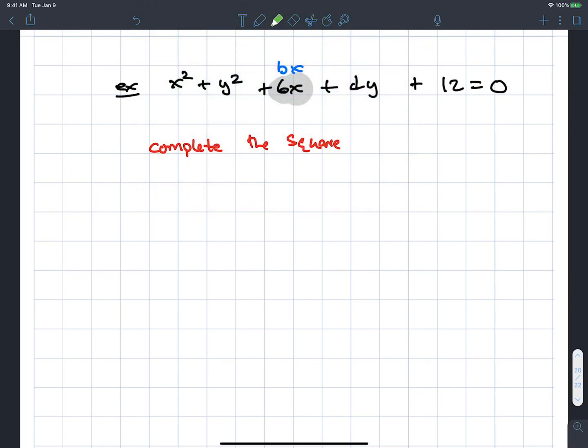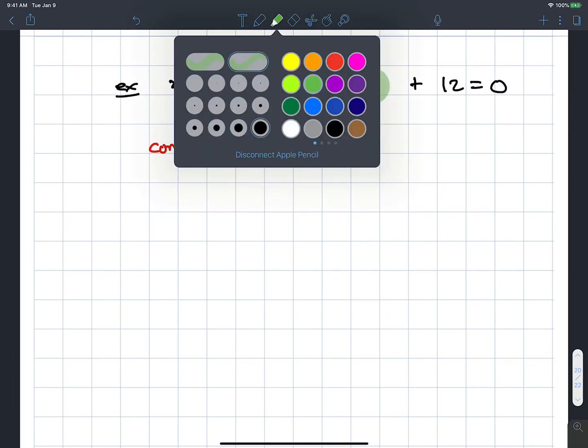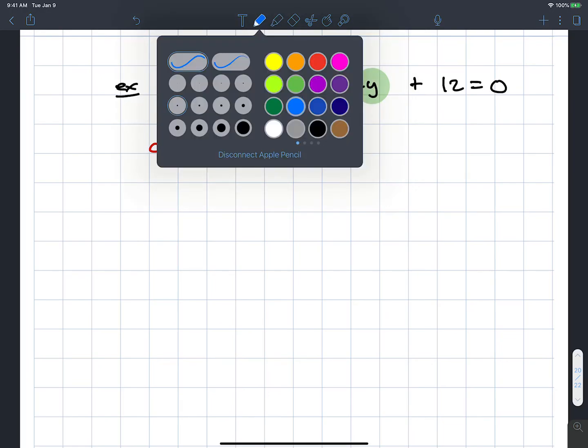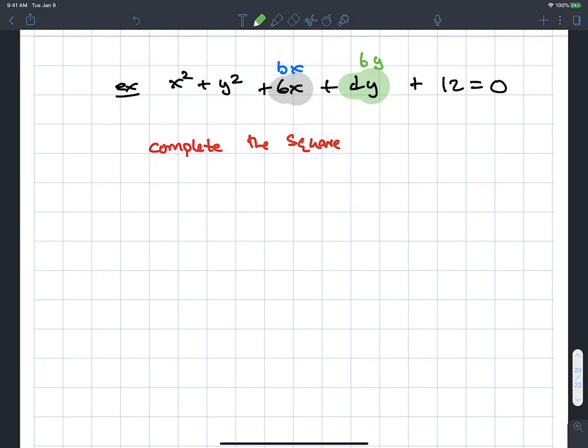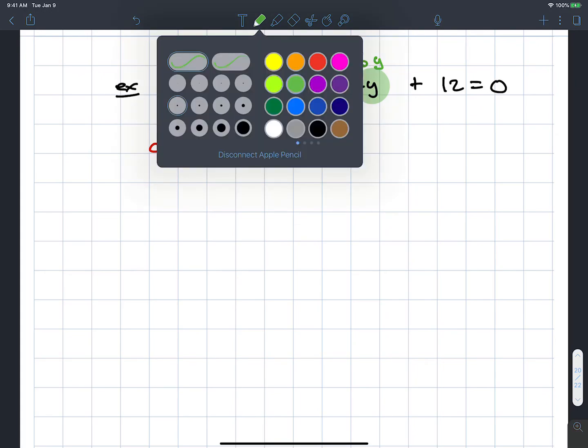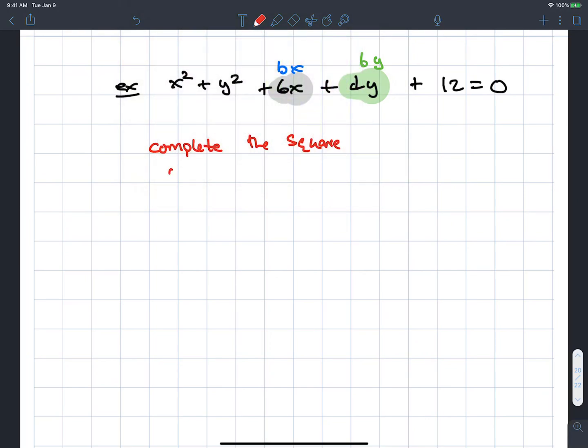And I see a 4y, which means I have a by term. I have two linear terms. One for the x variable and one for the y variable. So when you say complete the square, since I have two linear terms, I'll say with respect to both variables, x and y. So you're going to have to do it, ladies and gentlemen, for both.